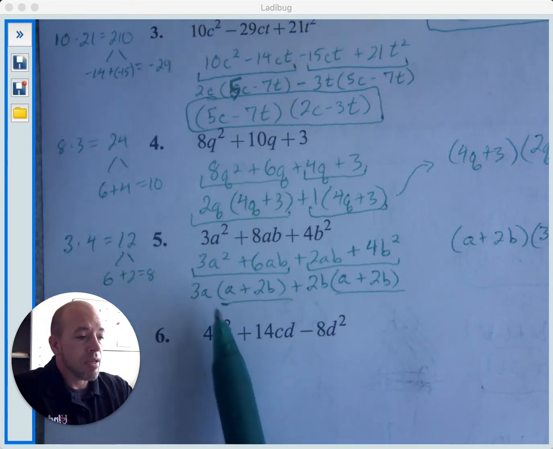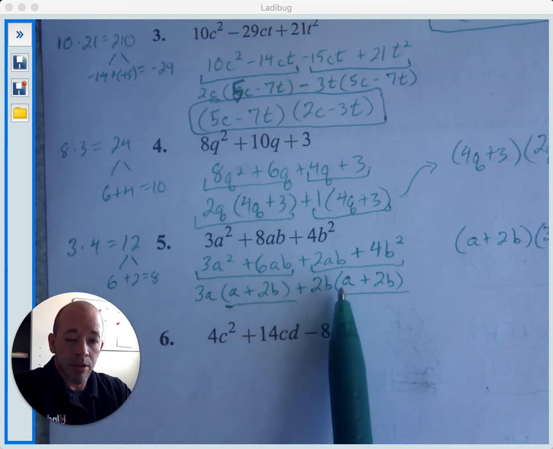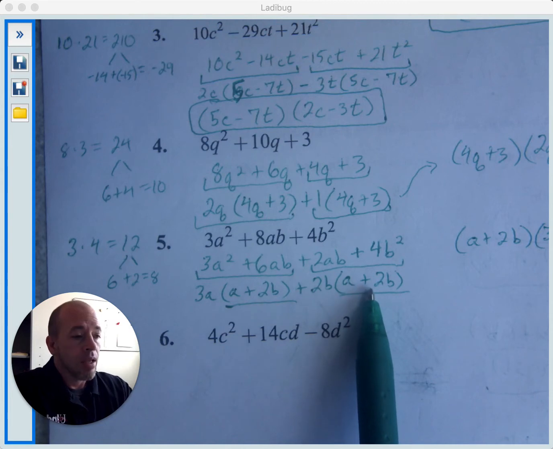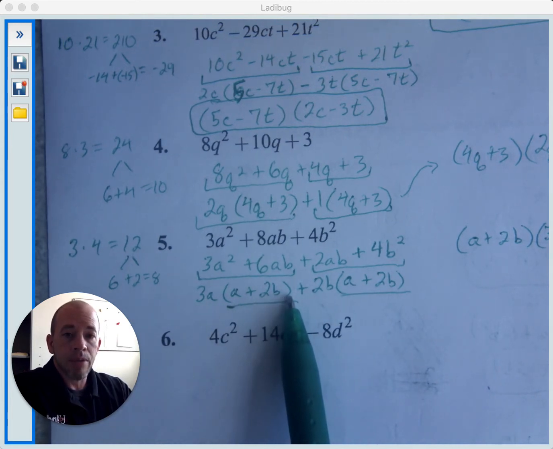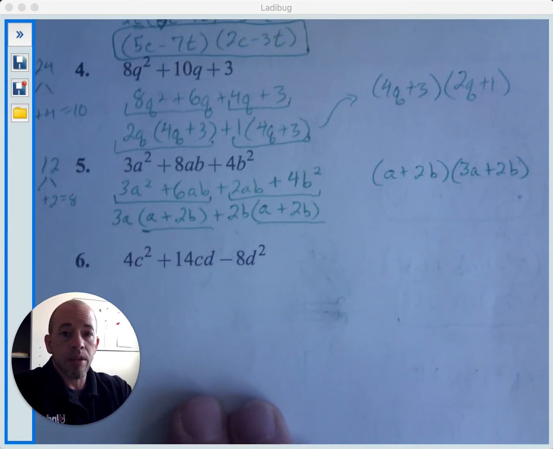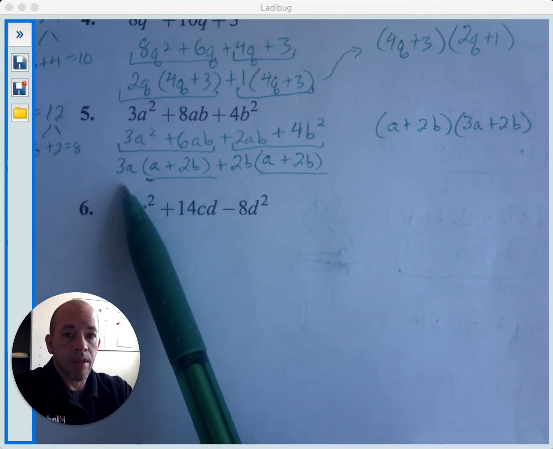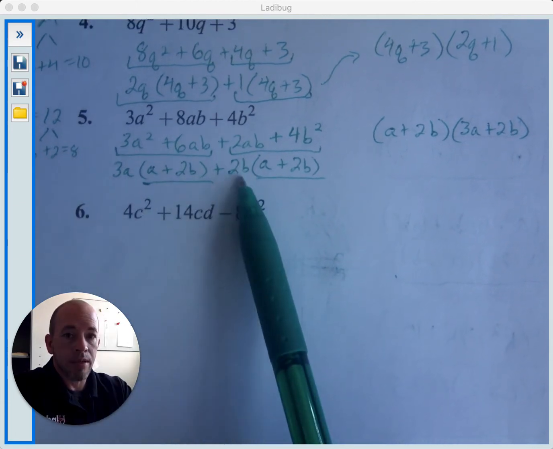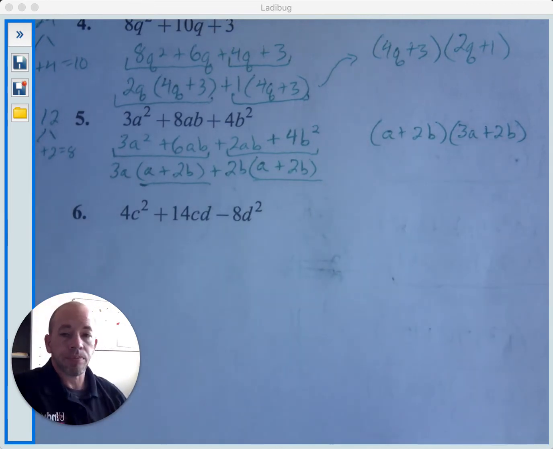Then we think of these as two groups. We factor by grouping. We factor a 3a out of the first two. We can factor a 2b out of the second two. And so we get the same thing in parentheses, a plus 2b, which means we can factor out an a plus 2b, and we are left with 3a plus 2b. And this is completely factored.